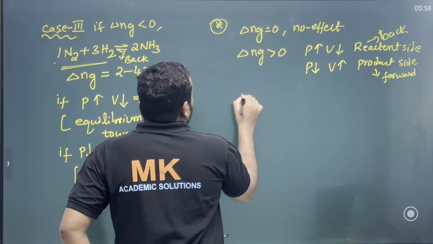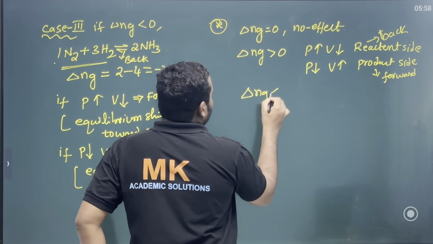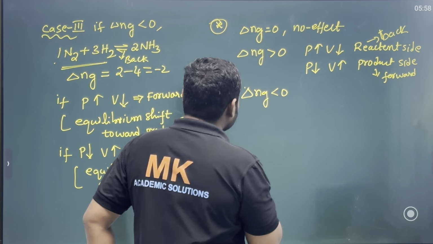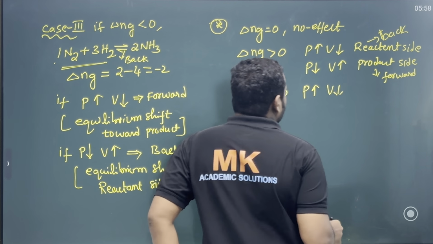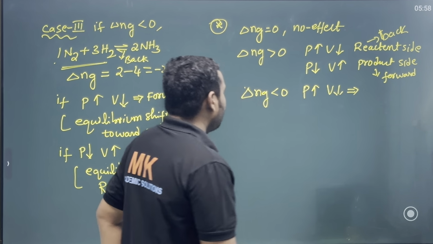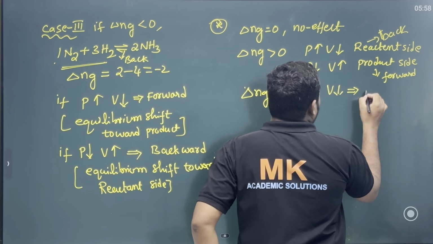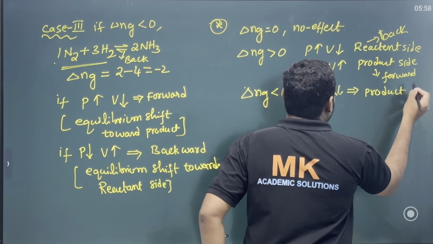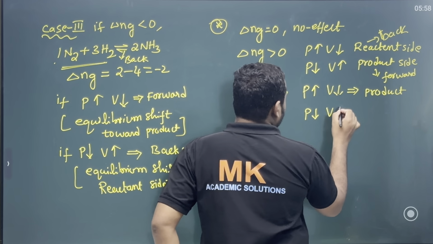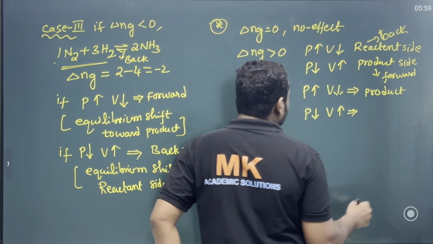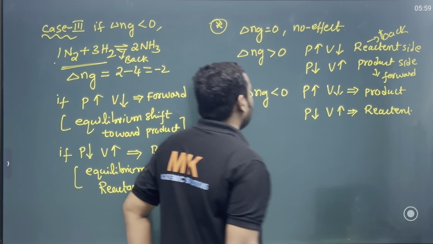Next, delta Ng is less than 0. If pressure increases, volume decreases, the equilibrium shifts in the direction of the product side, so more product is going to be formed. And if pressure decreases, volume increases, the equilibrium shifts towards the reactants, and more reactant is going to be formed here. This is about the effect of pressure.